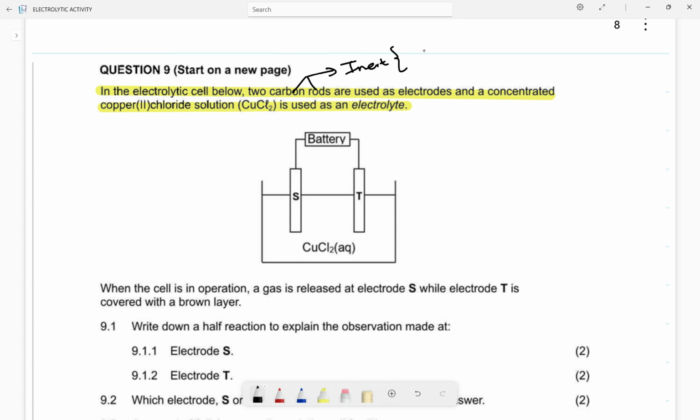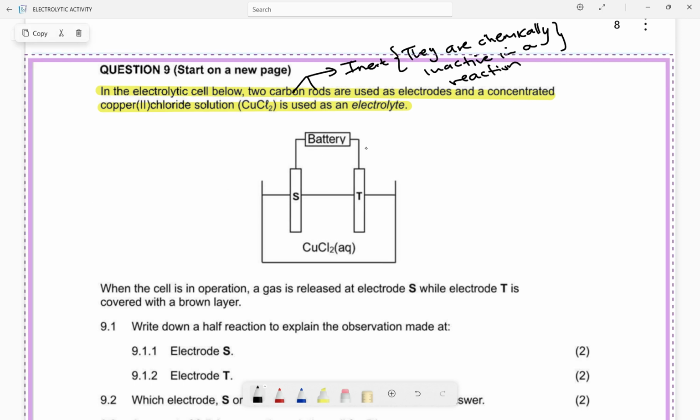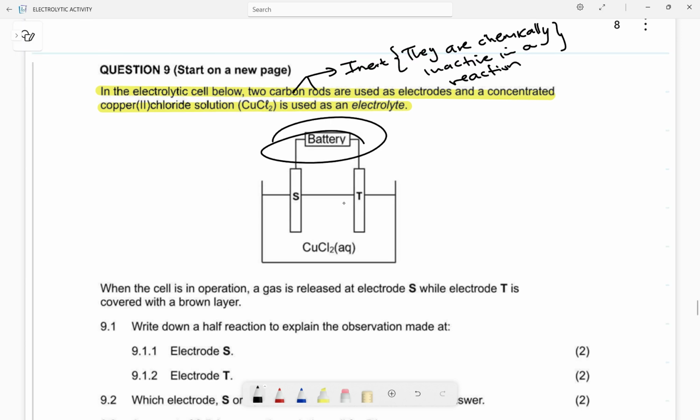Okay, what does inert mean? They are chemically inactive in a reaction. So we do not want them to interfere with the reaction. They just serve as a connection between the source as well as the electrolyte.